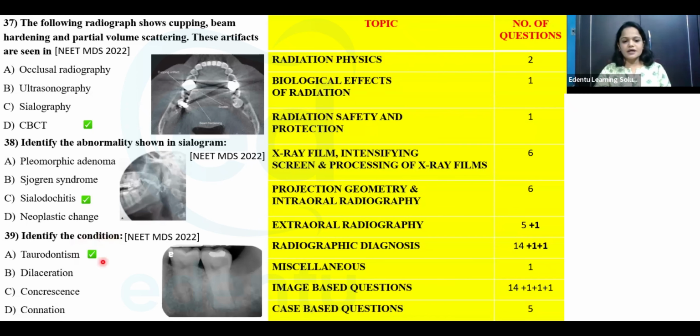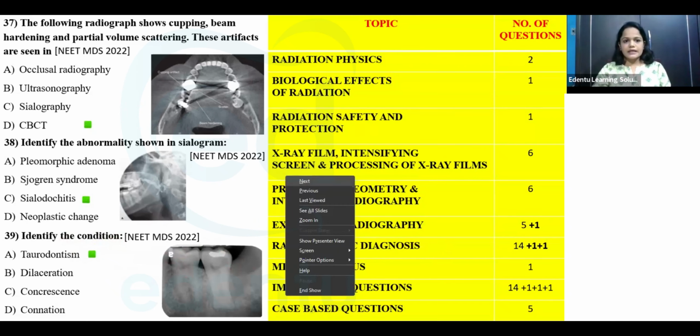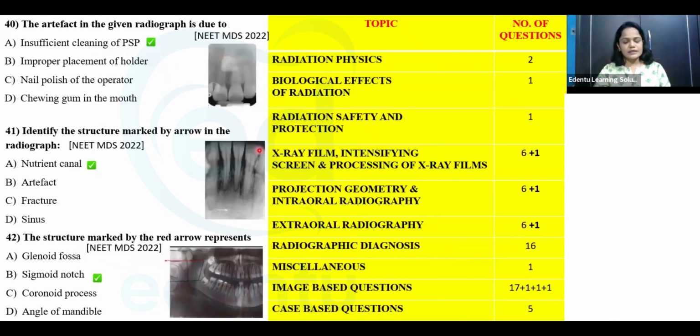Now next condition, pterygodontism. Again, the diagnosis is given, an image-based question. It belongs to the radiographic diagnosis. Then the artifact, all are image-based questions only. Artifact mainly comes under the processing of the X-ray films, and then this normal structure marked by an arrow in the radiograph. Since it is a normal anatomic structure, we can put it under the intraoral radiography. And here also, since it is not a pathology and is a normal radiographic structure, we will put it under the extraoral radiography.